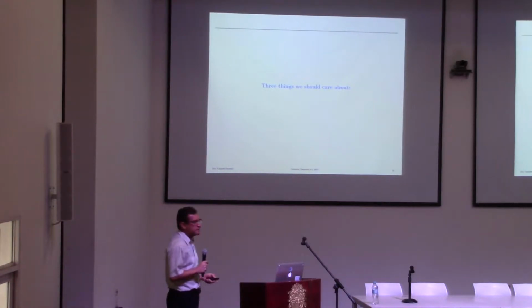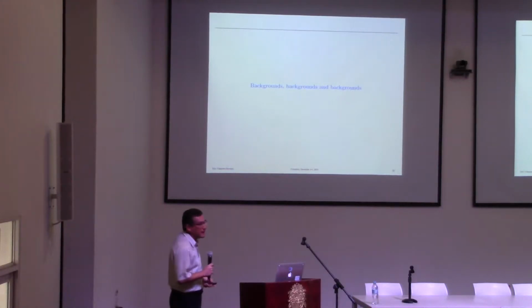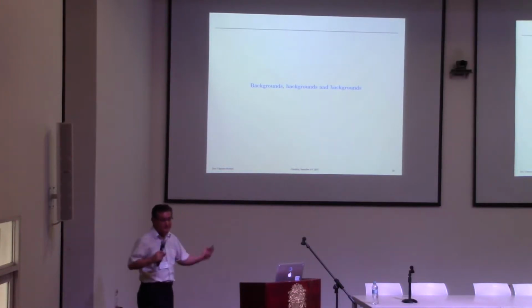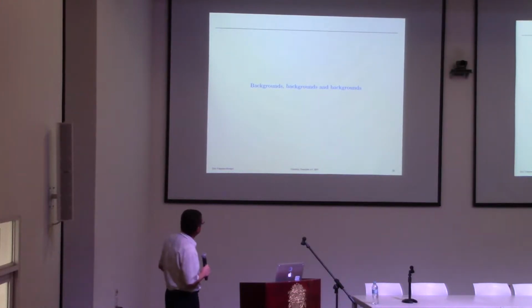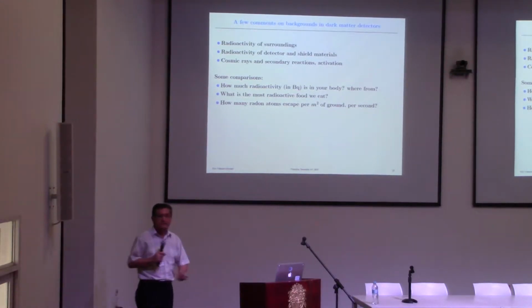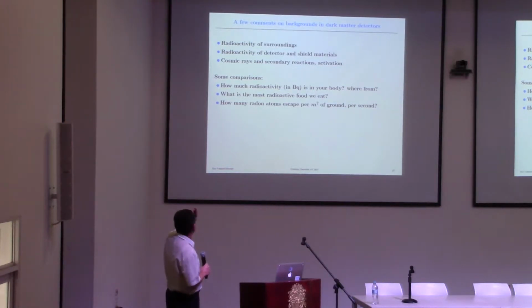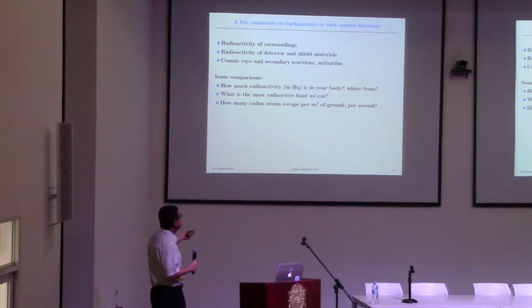The second one is something that we should care about. There are 3 things that we should care about, basically. And that's backgrounds, backgrounds, and backgrounds. If we don't reduce them, we basically cannot claim any possible discovery. And maybe to give you a sense of what those backgrounds are, this is the radioactivity coming from the surroundings, from the detector materials, and even activation by cosmic rays.